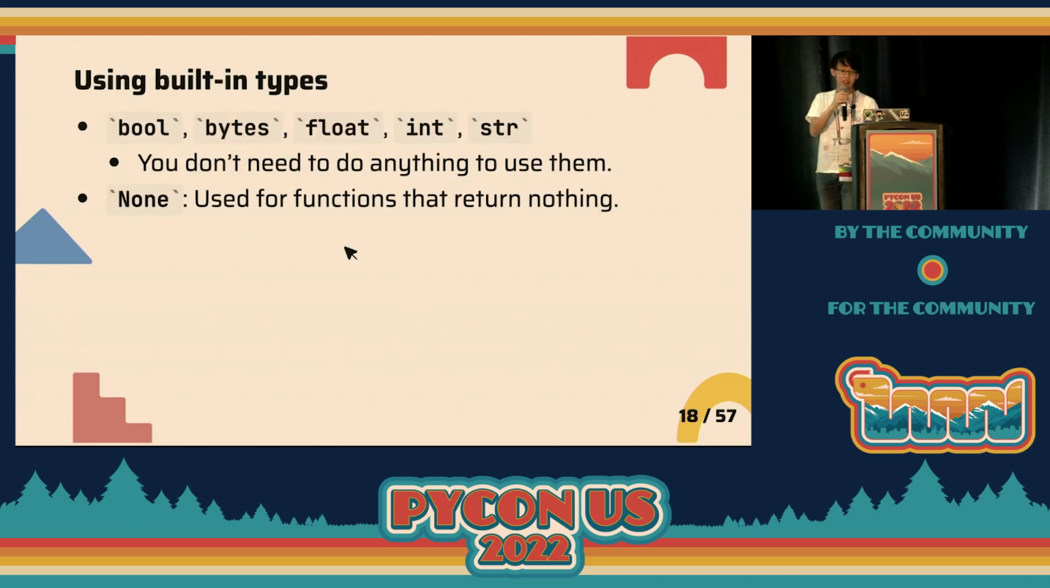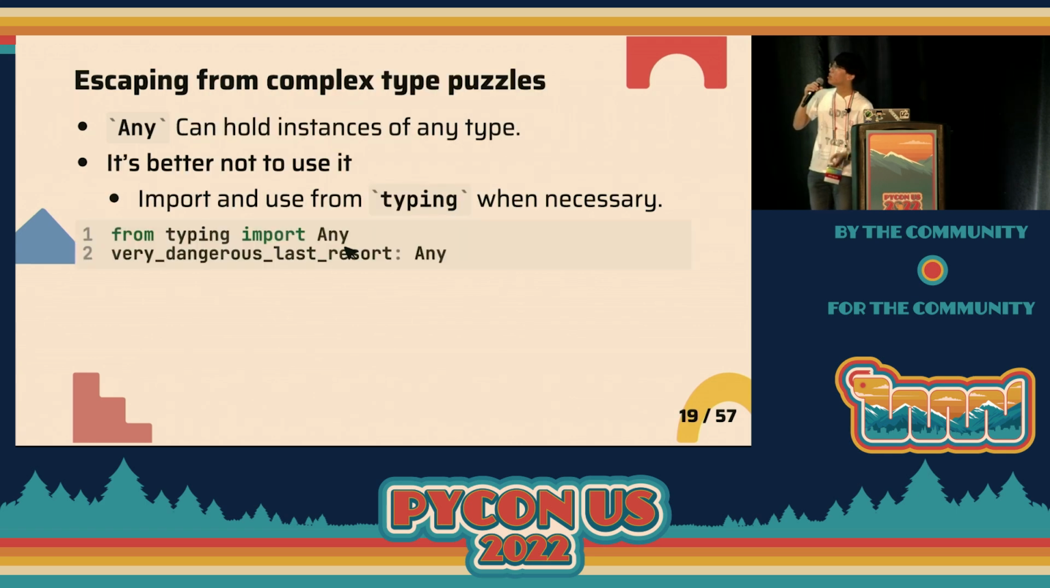These are the standard types used. There are bool, bytes, float, int, and str. None is used for functions that return nothing, such as main functions.